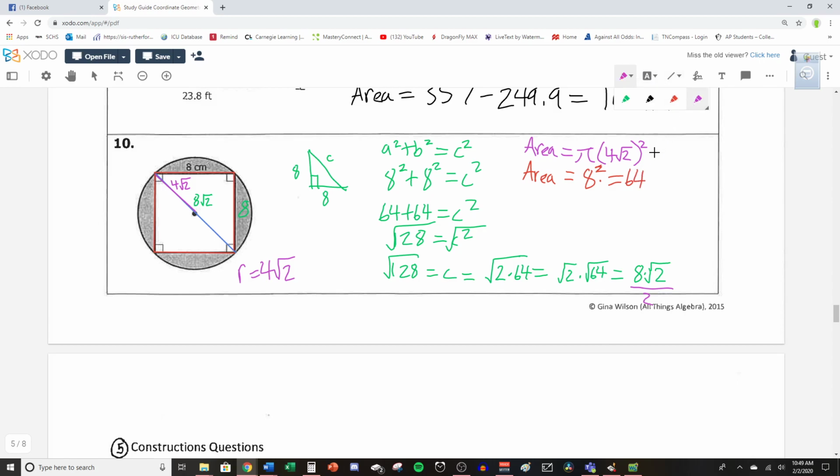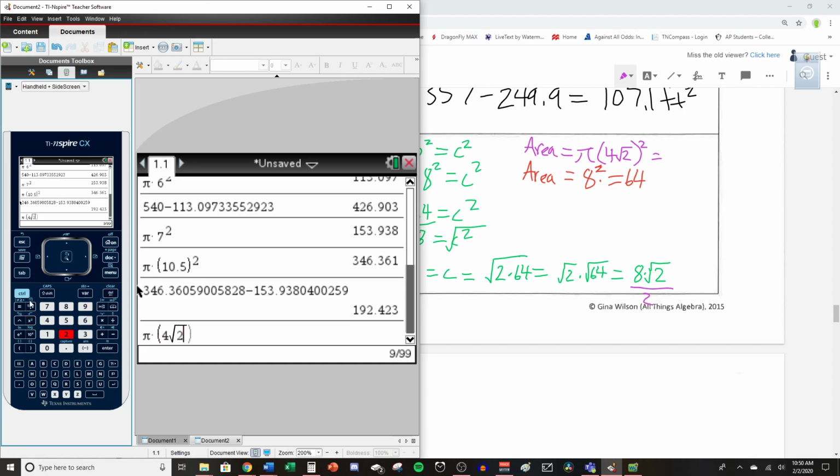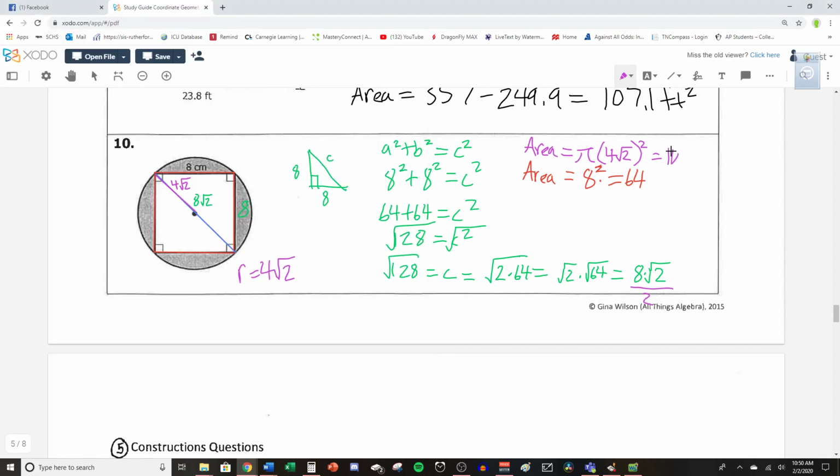And we just need to go back and calculate this one. So let me pull up the Inspire one more time. We want pi times, I'm going to use parentheses for this one. We want 4 square root 2. Close the parentheses and raise that to the second power. So that's going to be an area of our circle, 100.531. This is in centimeters squared.